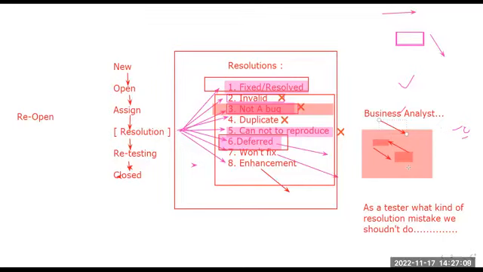Clear, everyone? In an interview, they may ask this question as well: what will you do, what will be your steps, if you are getting a defect but the developers are saying that it is not a defect? So you can say that you will include the BA. Here your approach will be like this.